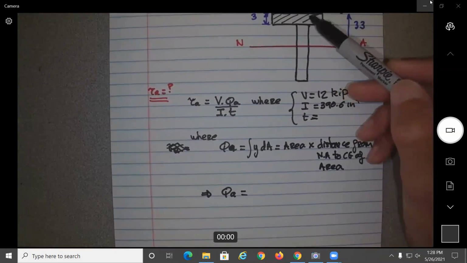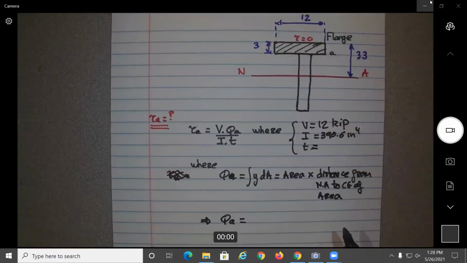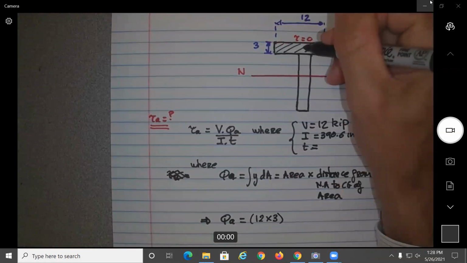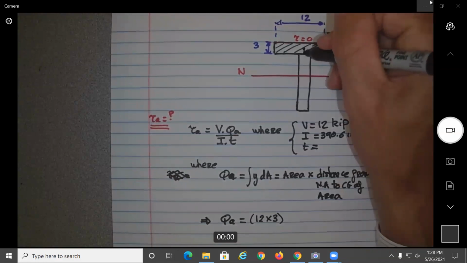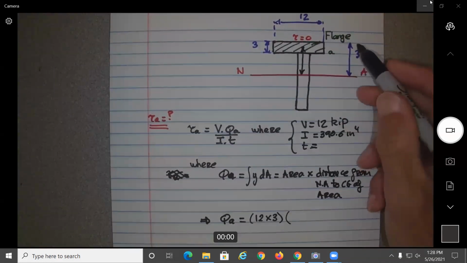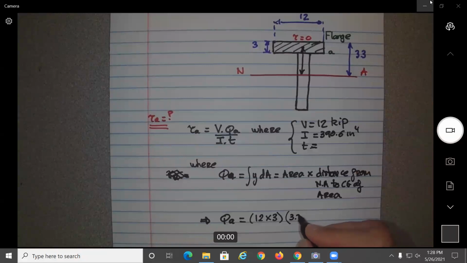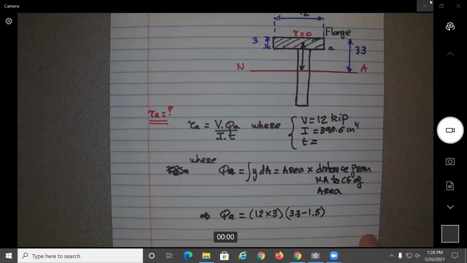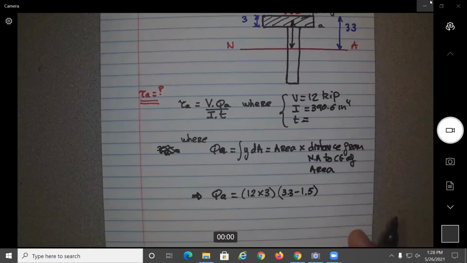What is the area of the green area here of the flange? So it will be 12 times 3. And now the distance from the CG of this area to the neutral axis will be equal to what? So it should be equal to 3.3, correct? 3.3 minus 3/2, which is 1.5.